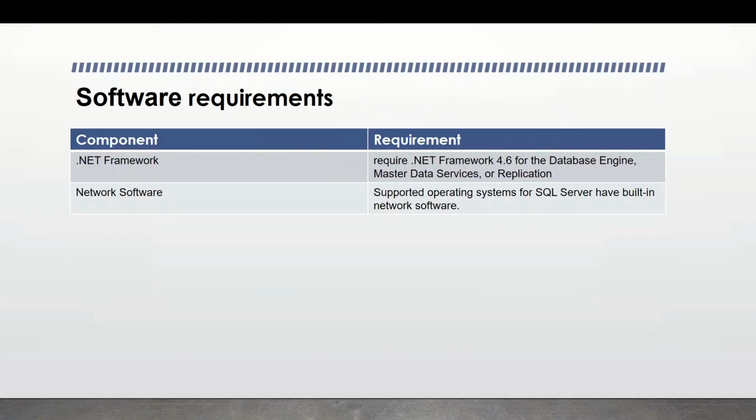Then we move on to software requirements. Microsoft SQL Server requires .NET Framework 4.6 for the database engine, Master Data Services, and replication. When we talk about the network software, all the supported operating systems for SQL Server have built-in network software. What it means is that if we are installing Microsoft SQL Server on Windows Server 2016, all the required network software is already available in Windows Server 2016.